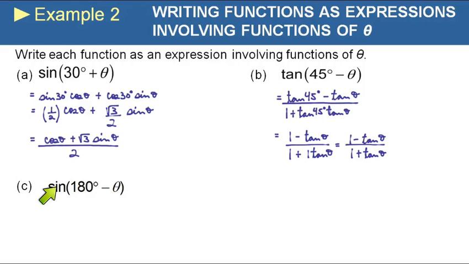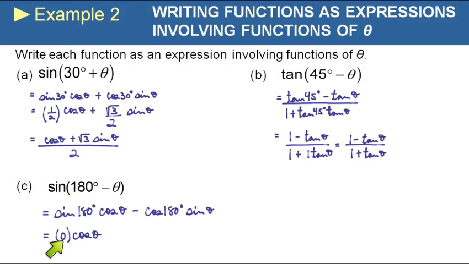Okay, for part C, we've got sine of 180 degrees minus theta. So we know that 180 can be the A and theta can be the B. So it'll be sine A cosine B minus cosine A sine B. Now the sine of 180 is 0, and the cosine of 180 is negative 1. And so this turns out to be 0 cosine theta minus negative 1 sine theta, which equals positive sine theta.